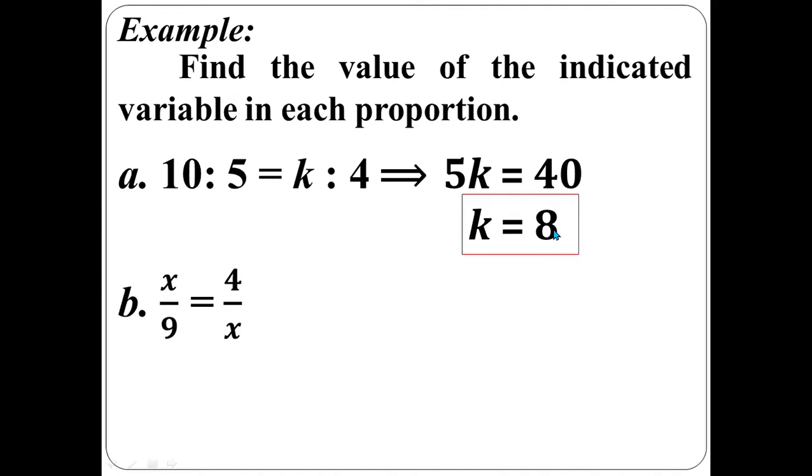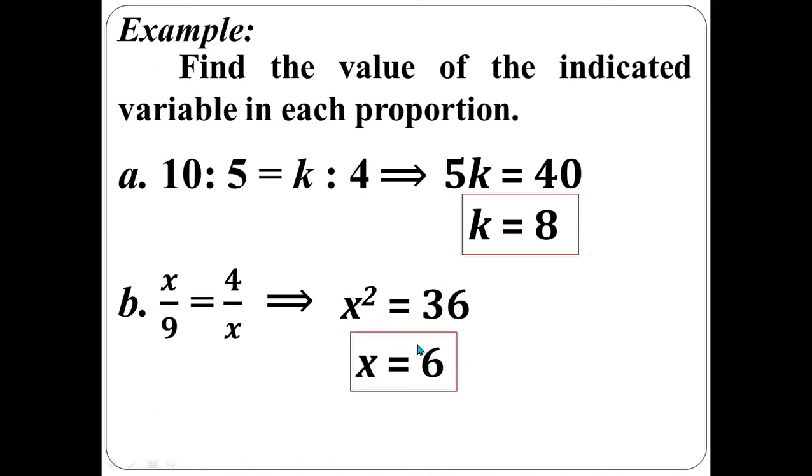Next, cross multiplication. So x times x is x squared. 4 times 9 is 36. Get the square root of both sides, so magiging 6. Square root of x squared is x. Square root of 36 is 6. So, yung ating x dito ay 6.